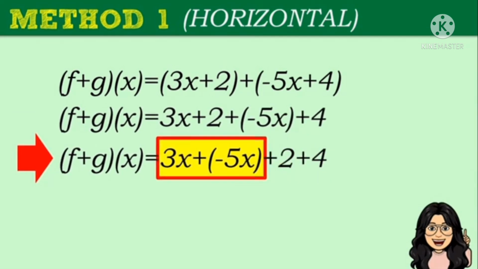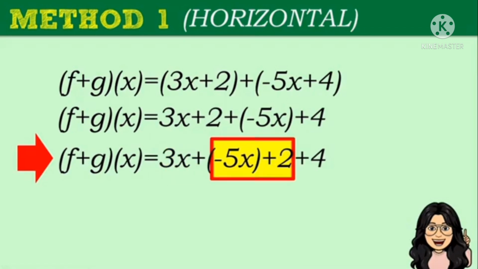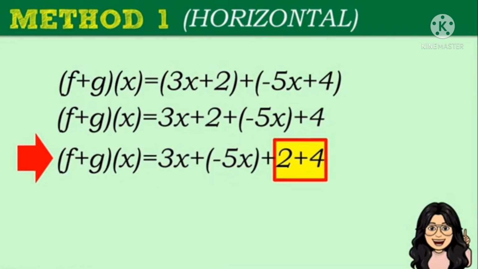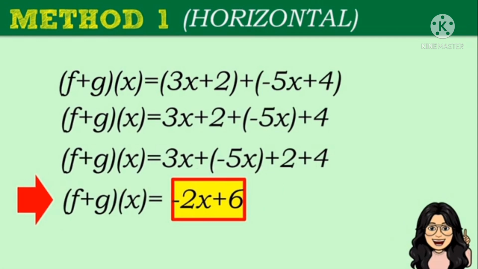Now going back right here, we are going to apply the rules of adding integers for the numerical coefficients, +3 and -5. So we are going to add that. And we are also going to do the same thing for the constants 2 and 4. So let's reveal the answer. The answer is -2x plus 6.